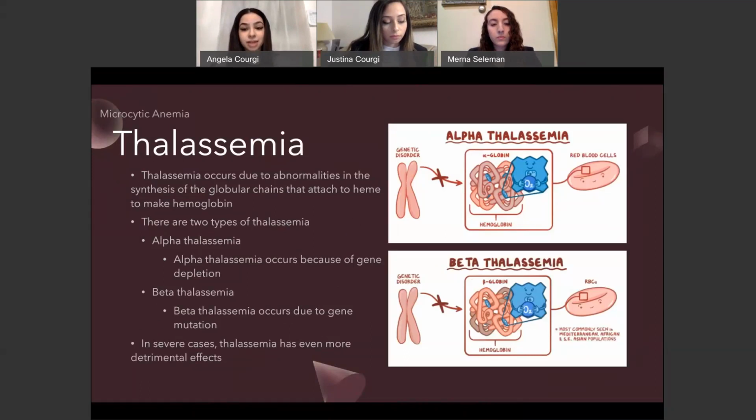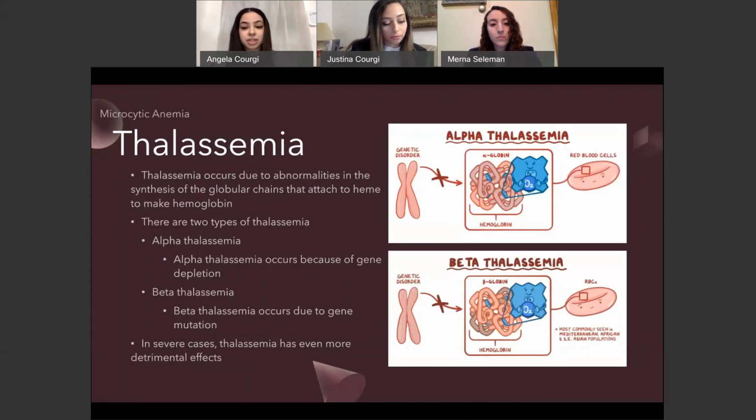There are two types of thalassemia, alpha thalassemia and beta thalassemia. Alpha thalassemia occurs because of gene depletion. One type of gene depletion is 3-gene depletion, where beta chains start making tetramers in the absence of alpha chains. Symptoms are apparent after birth.